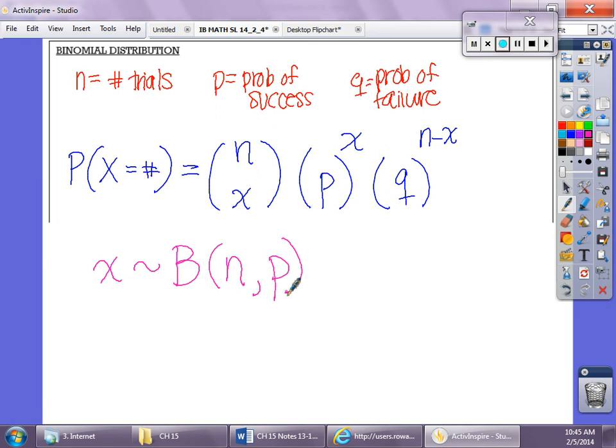Binomial is interesting. They won't tell you that it's a binomial distribution. You will have to figure it out. How would you figure it out? You go back to the fact that there's only two possibilities, either success or a failure.